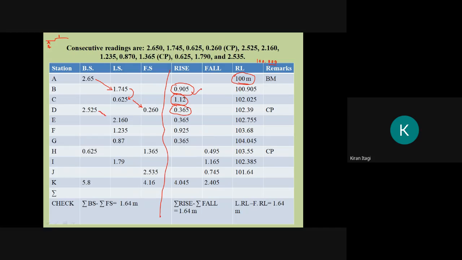Now here 2.525 minus 2.160, that is greater minus lesser. Again we will get positive, so we will write in the rise column. Next, previous minus preceding 2.160.